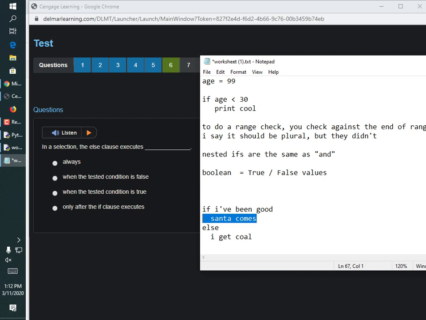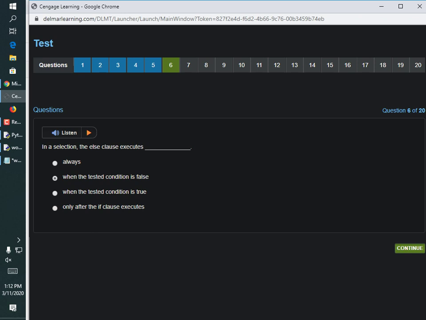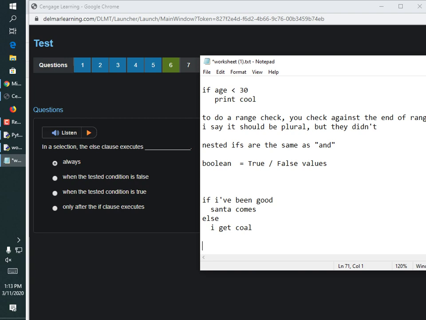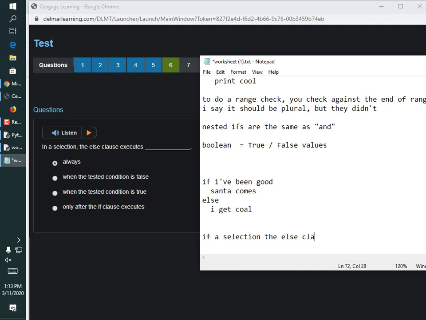I can't argue why I say it's a better answer. Well, that would mean that it's already got the if statement before it anyway. When the tested condition is false, I believe that's the same thing. False is right. I got that one wrong a second ago when I did only after the if clause executes. So just by bitter experience, you know that that one's not true. In a selection, the else clause executes, such violent language, when the tested condition is true. It's false.